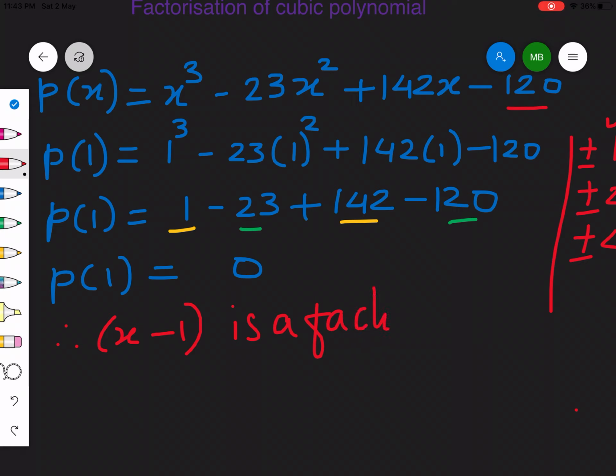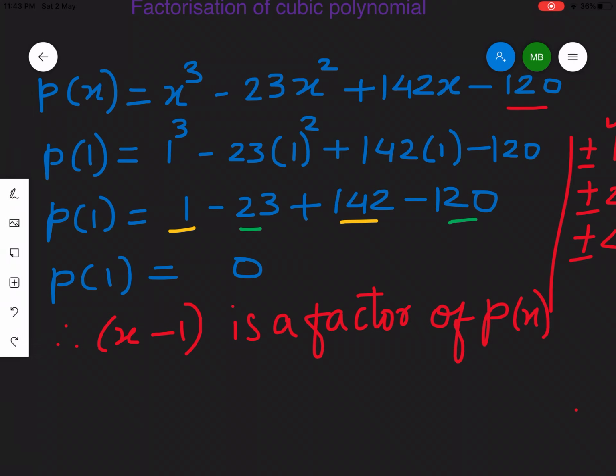Always remember, by the factor theorem, by trial and error, if you place any value in the polynomial and the entire polynomial terminates to 0, that means that value of the variable is the zero of the polynomial, and factors are always formed with the opposite sign of the zeros. Do remember this: if 1 is the zero, then the factor will be x minus 1. If minus 1 is the zero, the factor will be x plus 1. Right, so now, okay, we got to know one factor.